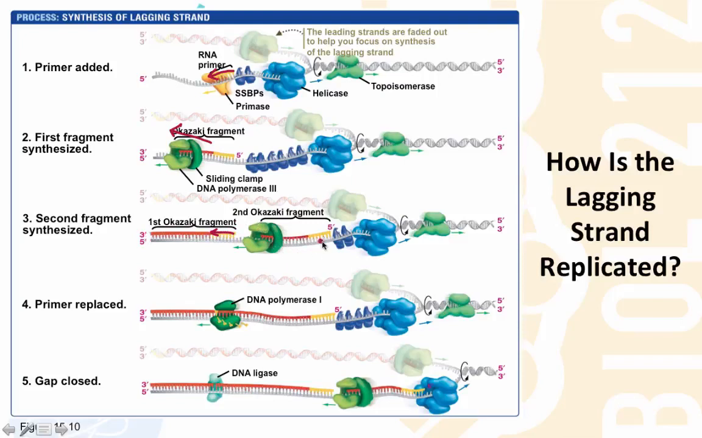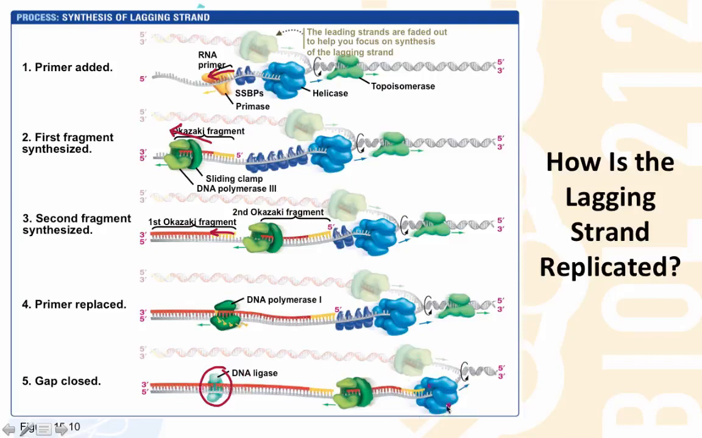So synthesis on the lagging strand occurs discontinuously in the form of fragments known as Okazaki fragments, named after the scientist that discovered them. DNA polymerase 1 comes in to remove the primer and fill in the gap with deoxyribonucleotides. The two Okazaki fragments are still disconnected because there isn't a phosphodiester bond linking the two fragments. This is taken care of by the enzyme DNA ligase, which comes in and catalyzes the formation of a phosphodiester bond between the two Okazaki fragments, making them continuous with each other.